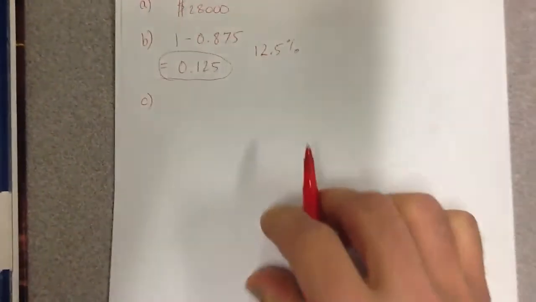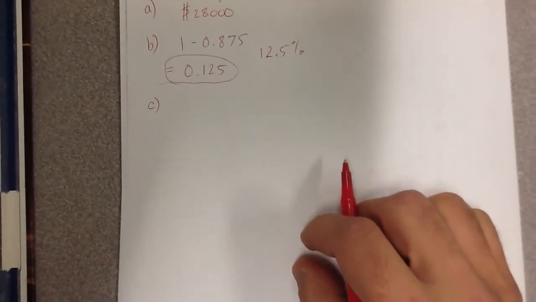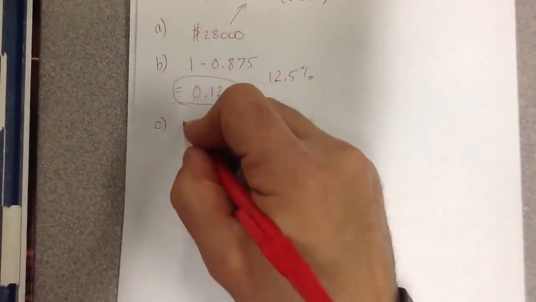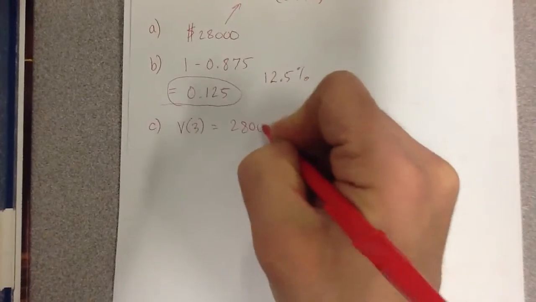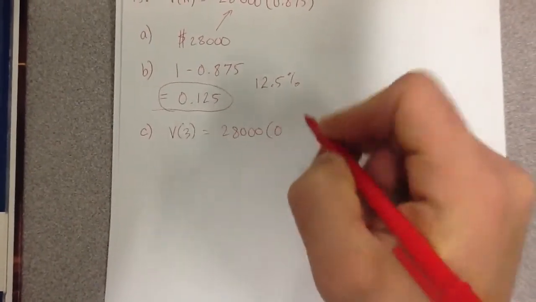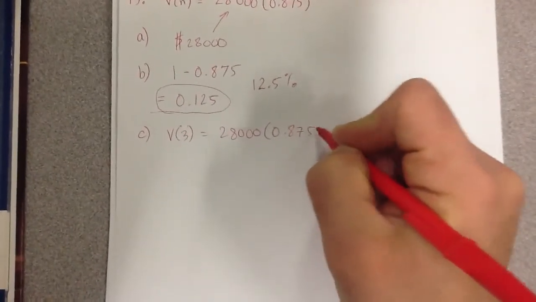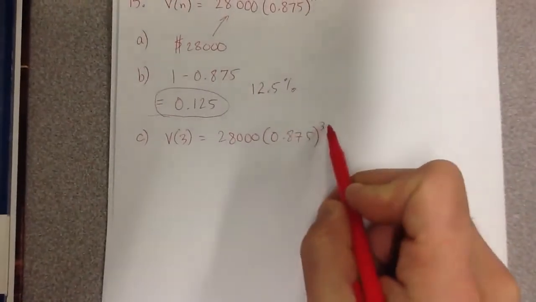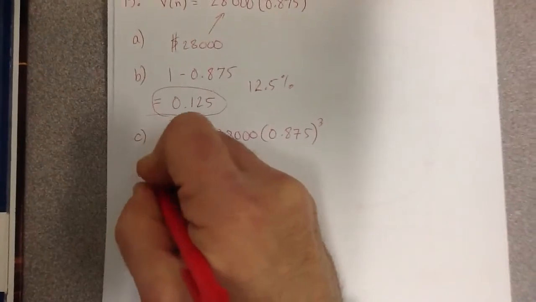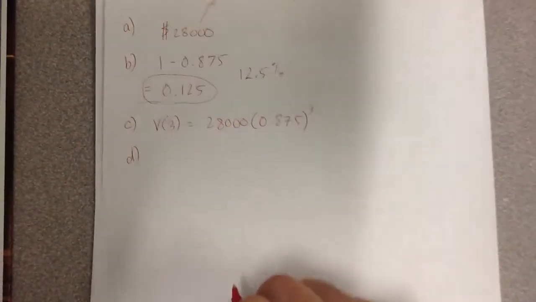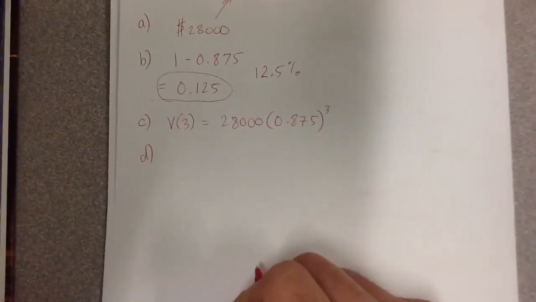Your C, what is the car's value at the end of 3 years? So car's value at the end of 3 years, you're just going to plug in a 3 in for your N, your total number of years. Just make sure when you do this that you do this to the power of 3 first, then multiply by 28,000. I'll let you finish that one on your own. D, what is the value at the end of 30 months?